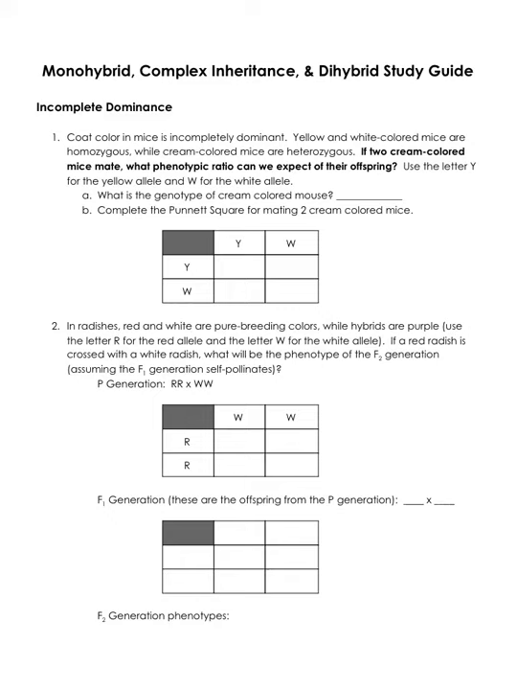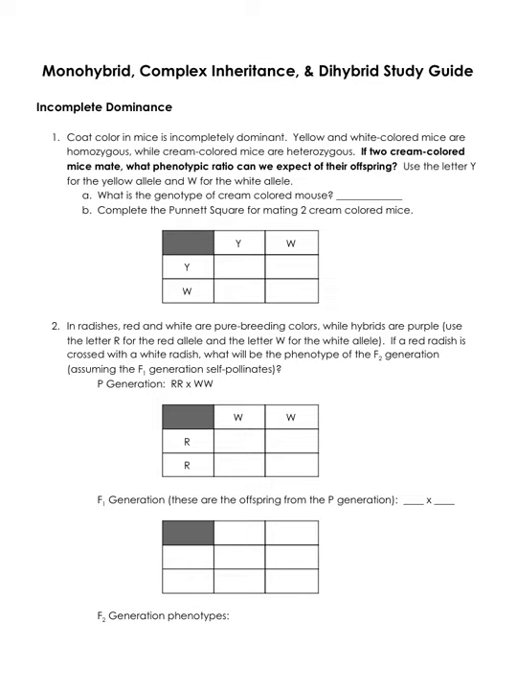Today we're going to go over how to do some of the different Punnett squares that you might see on the exam. So some of those problems might be incomplete dominance problems. Coat color in mice is incompletely dominant. Yellow and white colored mice are homozygous, while cream colored mice are heterozygous. If two cream colored mice mate, what phenotypic ratio can we expect in their offspring?